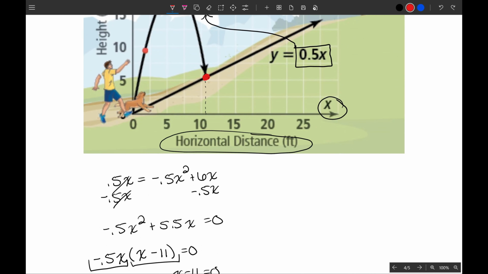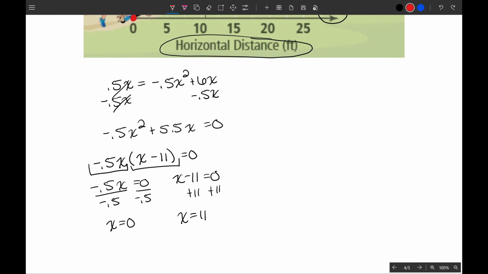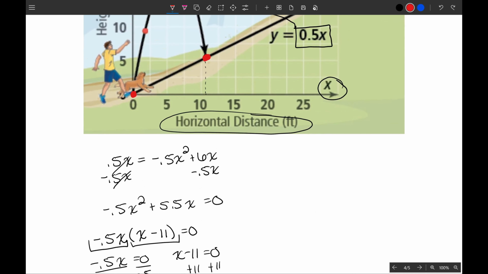All right, one of those times is here. The other time is up here. Well, when the ball has not been kicked yet, we have traveled horizontally 0 feet, and then it crosses again at 11. So that makes sense. So this is 11 feet. So from here all the way to here is 11 feet.